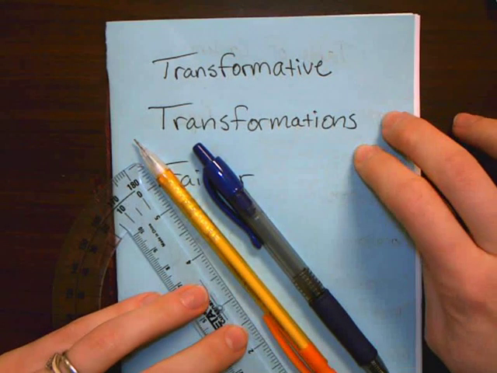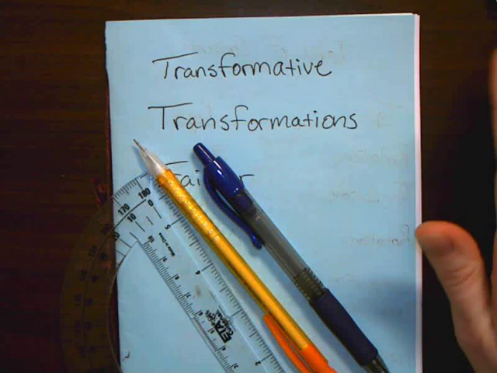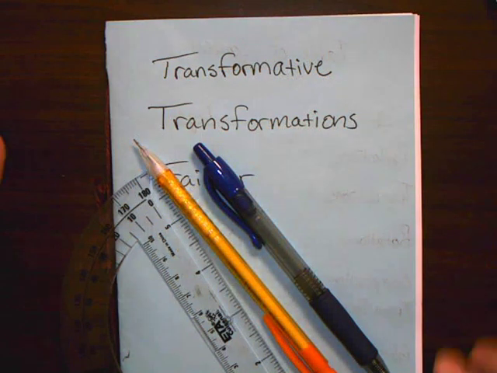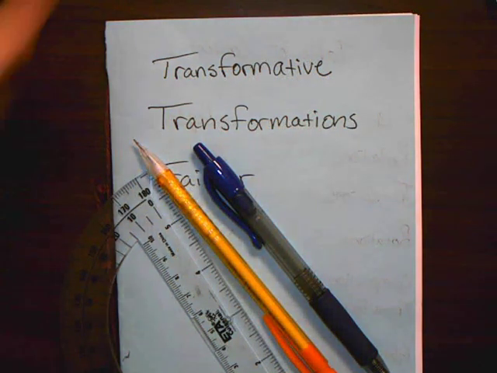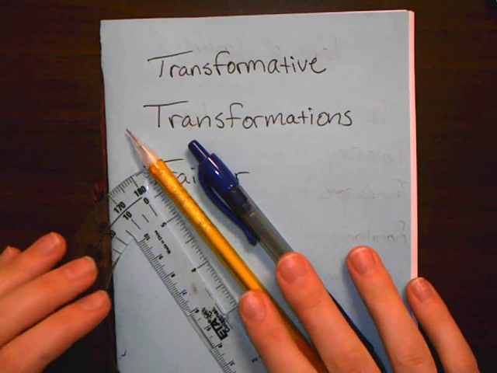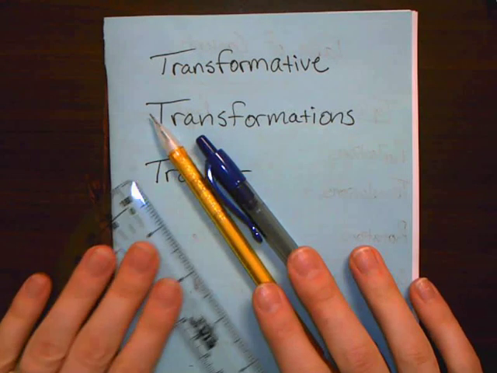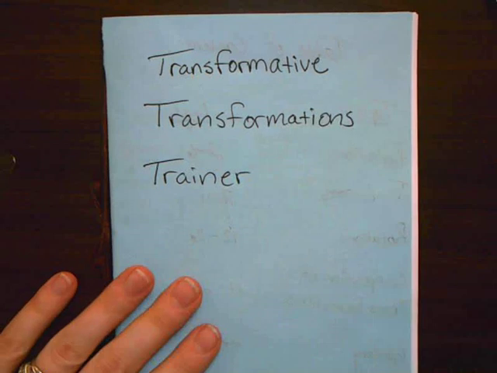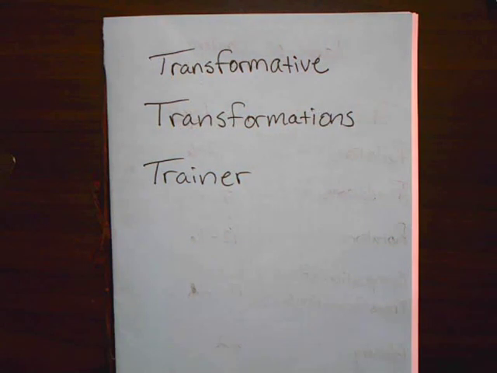For today's lesson, you will need your transformation booklet. You should already have pages 2 through 6 complete. We're going to be working on page 7 in today's video. You'll also need 2 different colors to write with and possibly a straight edge. So let's go ahead and get started.